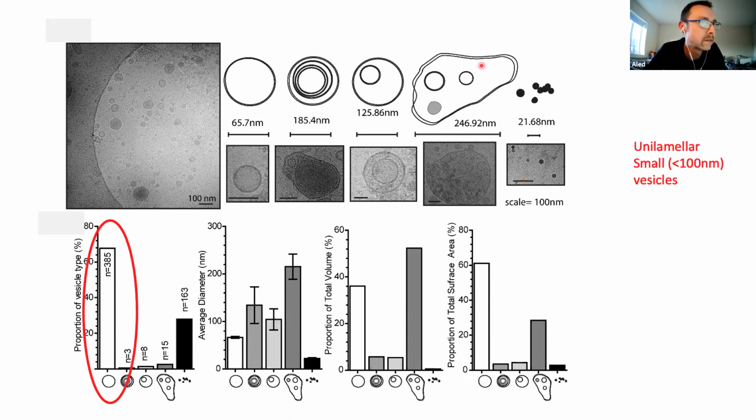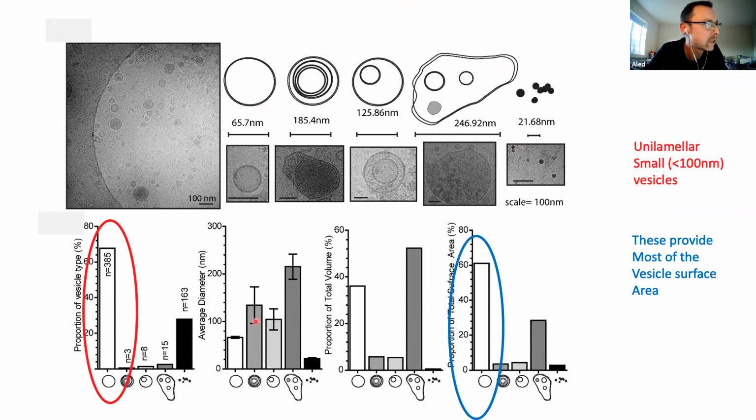The good news for this is that the vast majority of these things would be the classical exosome type of vesicle, the small, unilamellar entities. And if you look at things like the volume inside or the membrane surface area, although these things are very small, there's lots and lots and lots of them. So this gives you a big, big, big membrane surface area, right? And that must be relevant for their functionality.